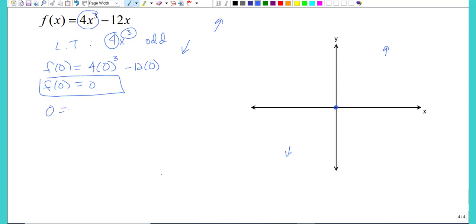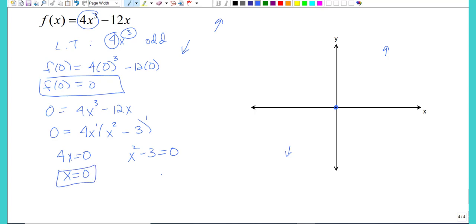And we need to set this equal to 0, and unfortunately I have to factor. But again, it's just a greatest common factor. Looks like 4x. And now I have two factors. And remember, those are both single. So I have 4x equal to 0 and x squared minus 3 is equal to 0. So x is 0, which makes sense. I've got to get it both ways.